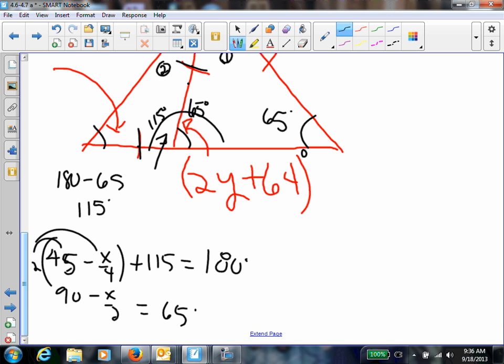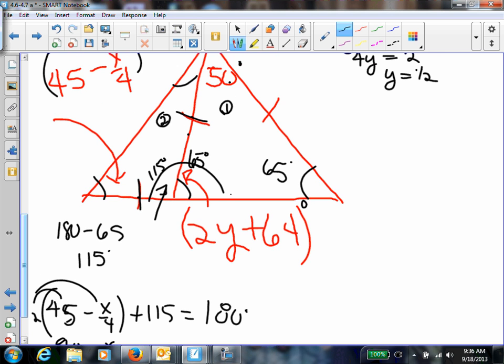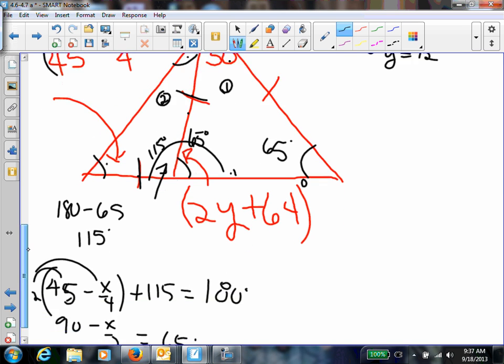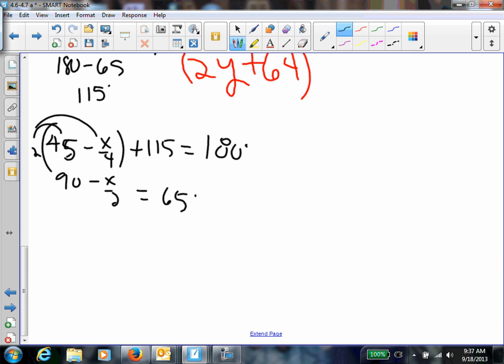Gosh, guess what we could have used also? Couldn't we have used the exterior angle theorem? If this is 65, and the remote interior angles equals the exterior angle of 65. So there's more than one way to work these problems out. I'm going to get, by moving the 90, that negative x over 2 is equal to negative 25. So positive x over 2 equals positive 25, and x is equal to 50.